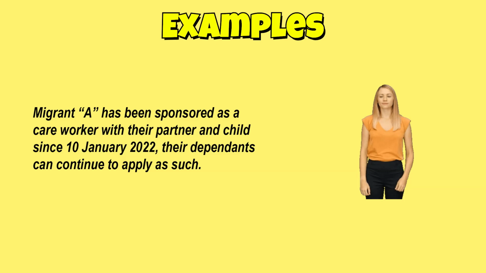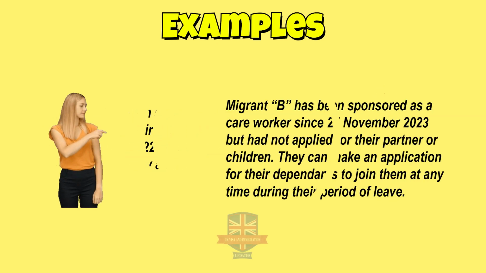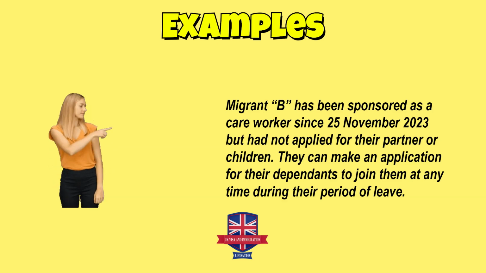Examples: Migrant A has been sponsored as a care worker with their partner and child since the 10th of January 2022. Their dependents can continue to apply as such. Migrant B has been sponsored as a care worker since the 25th of November 2023, but had not applied for their partner or children. They can make an application for their dependents to join them at any time during their period of leave.